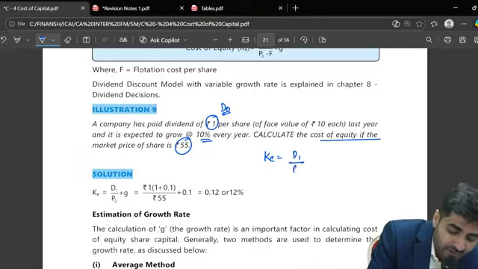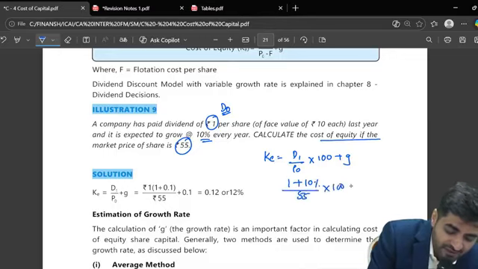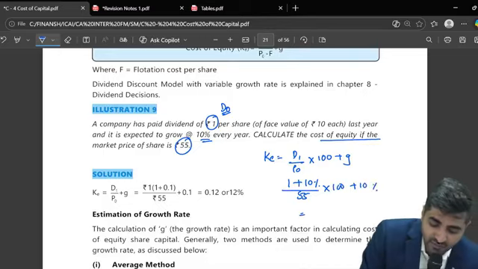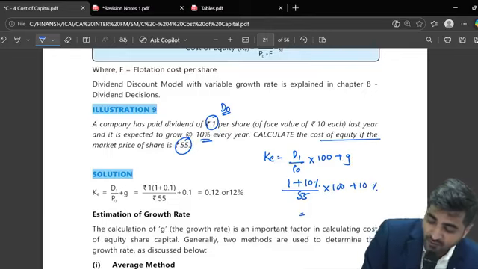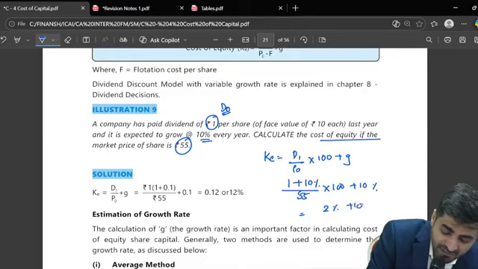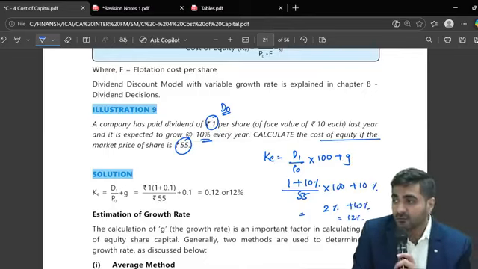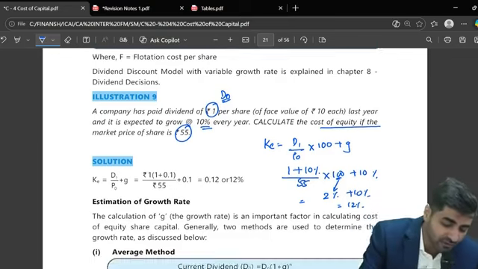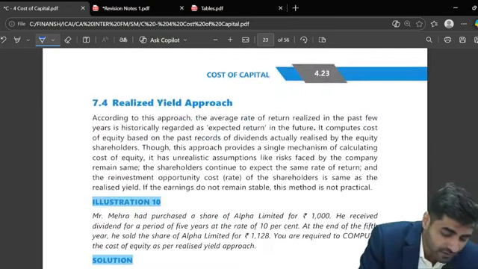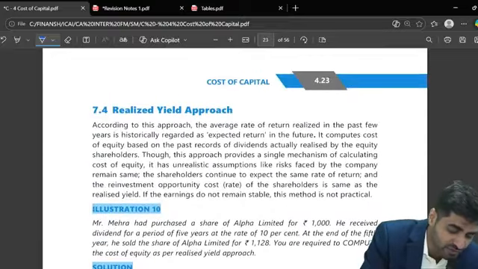D1 upon P0 into 100 plus G. What was the last dividend? 1. What's the growth rate? 10%. What's your P0? 55. Into 100 plus 10%. Can you give me the answer? This is 1 plus 10%, that is 1.1. Divide by 55 into 100, that will be 2%. So this is 2% plus 10, that will be 12%. Because whenever you multiply by 100, it's a percent, right? So it is 2% plus 10, that will give you your 12%. Superb. Everyone's okay with this? Okay. And then this is your realized yield approach, which I was talking about.